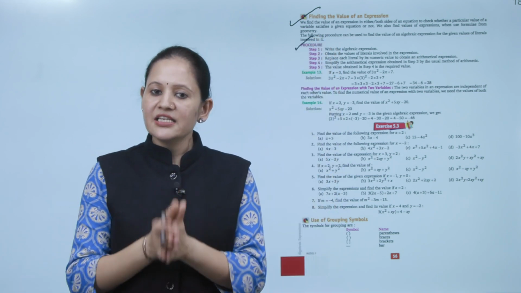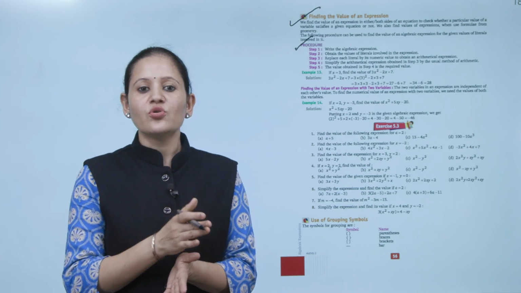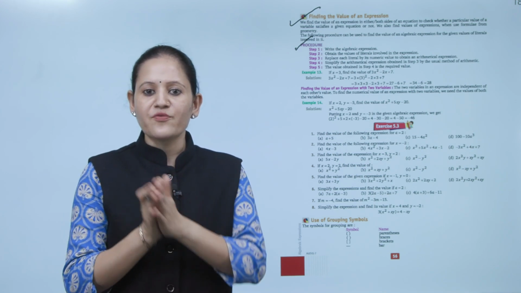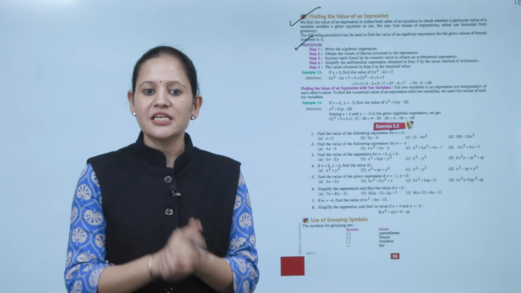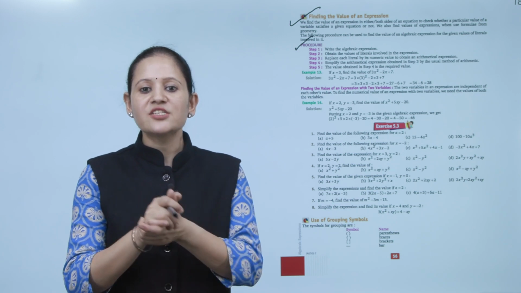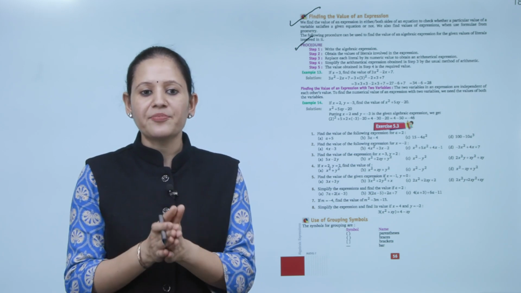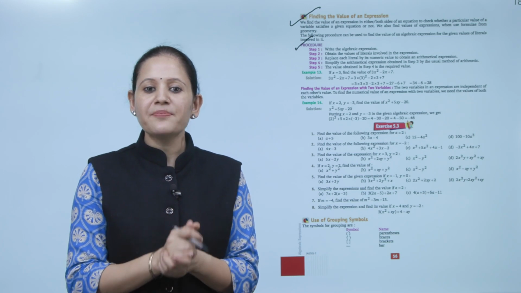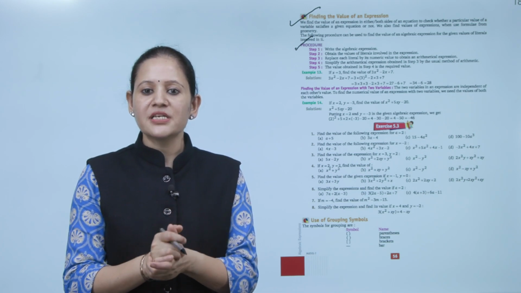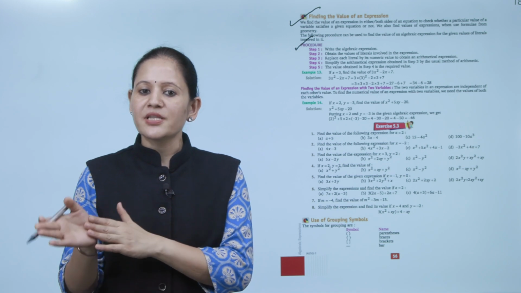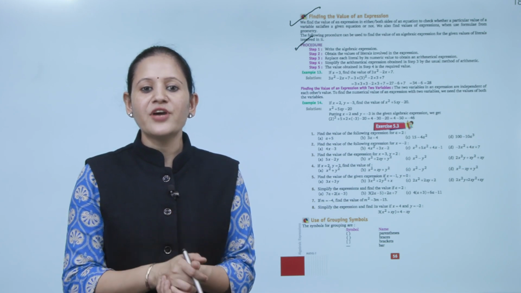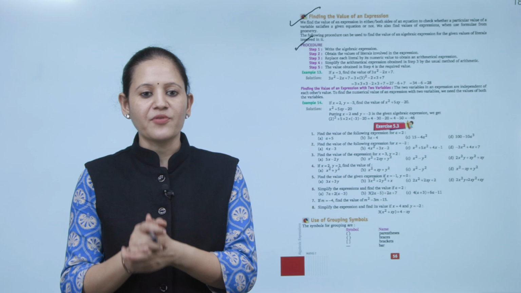Step 1. Write the algebraic expression. Step 2. Obtain the values of literals involved in the expression. Step 3. Replace each literal by its numerical value and obtain the arithmetic expression. Step 4. Simplify the arithmetic expression obtained in step 3 by the usual method of arithmetic. Step 5. The value obtained in step 4 is the required value.